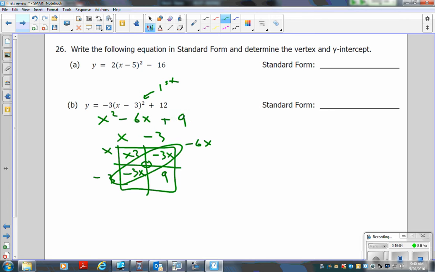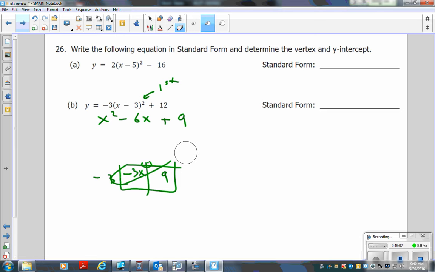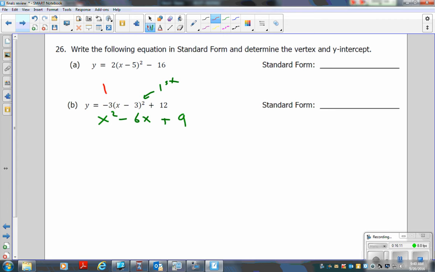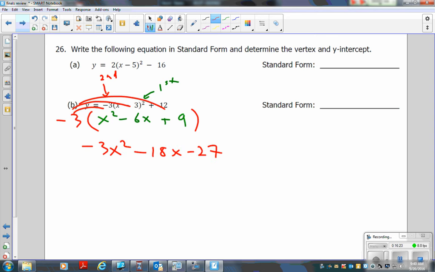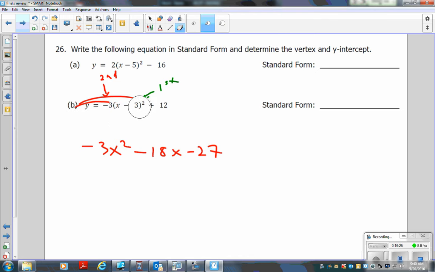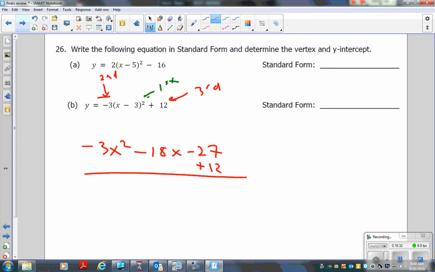That's the first part. After you do the squared, the exponent, then you do the multiplication. In this case, we're multiplying by negative 3. If you multiply this out, you end up with negative 3x squared minus 18x minus 27. Now, once we get to that part, that's when we do the third part next, which is adding 12. Final answer is negative 3x squared minus 18x minus 15.